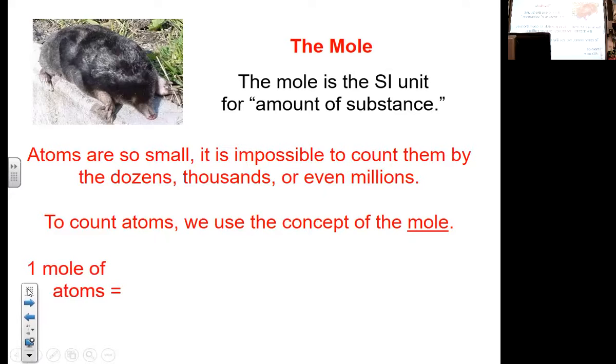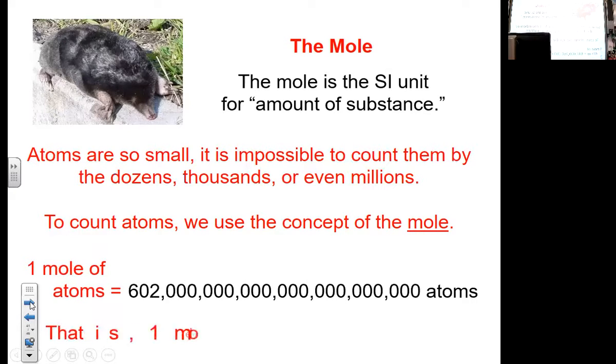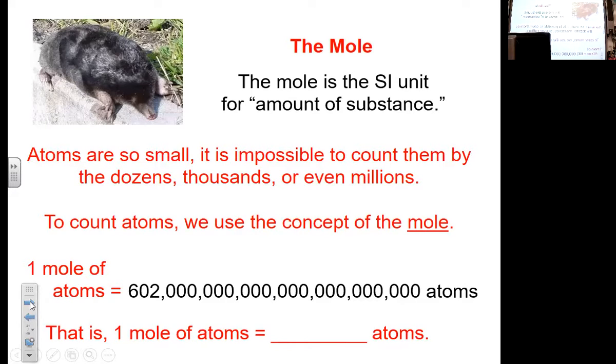So if you have a mole of atoms, it's going to be 602 hexillion atoms. So we're talking not a million, billion, trillion, quadrillion, quintillion, hexillion. It's a number that's so stinking big, it's hard for us to understand it. And the reason for that is because atoms are so stinking small. It's hard for us to understand how small they are.